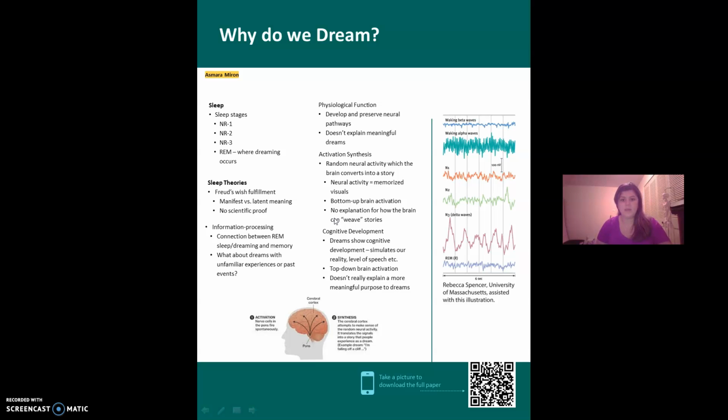The next one is the theory that dreams just serve a physiological function. Very simple. It's a way for our brain to develop and preserve neural pathways. You can see this because infants spend most of their time in REM sleep because their neural networks are developing very fast at that age. But this doesn't explain any meaningful dreams that we have, like meaningful experiences that we dream. Physiological function doesn't explain that.